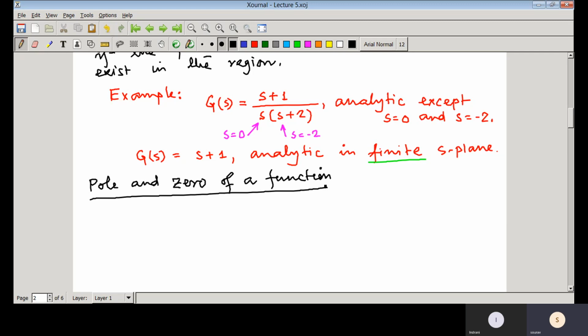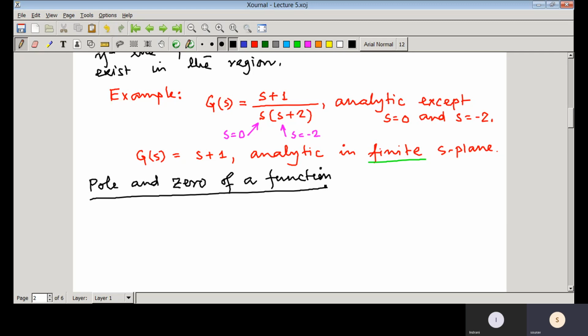So let a function gs be analytic and single valued in the neighborhood of a point P. So that means if you take a point in S plane P, and if you consider the neighborhood of that P, and in the neighborhood of that P means excluding that point P, if the function is analytic and single valued, then it is said to have a pole of order R at s equal to P if limit s tends to P, s minus P whole to the power R gs is finite and non-zero.